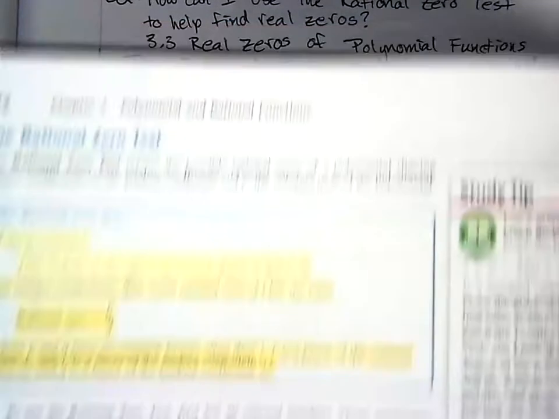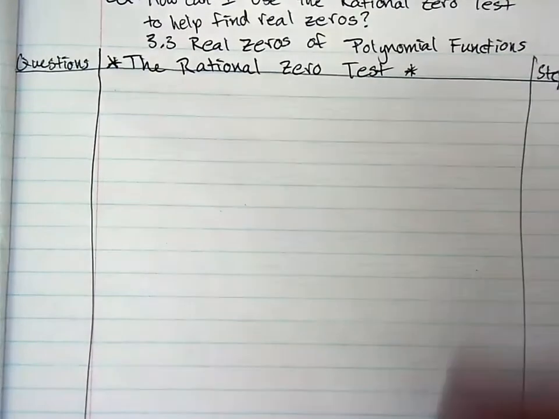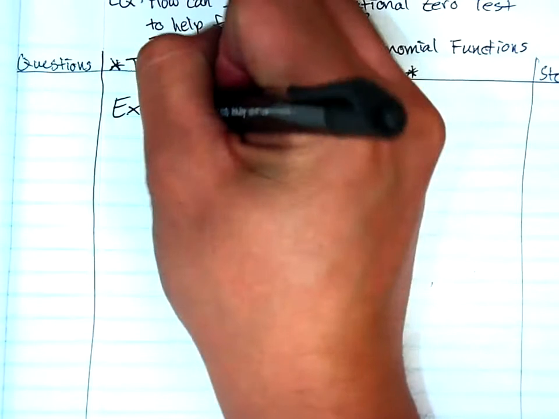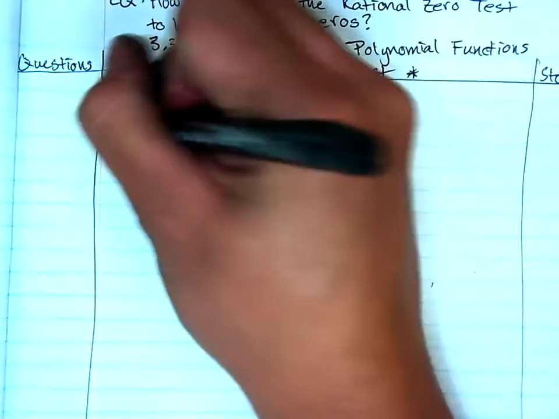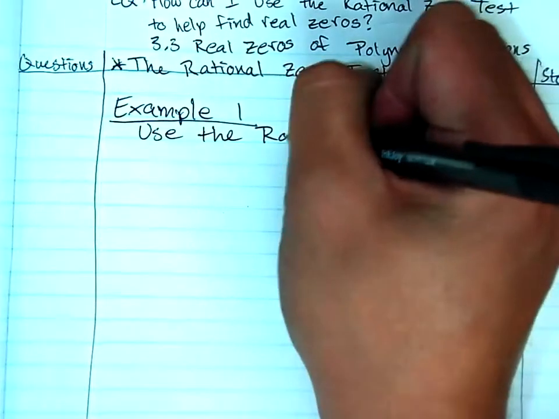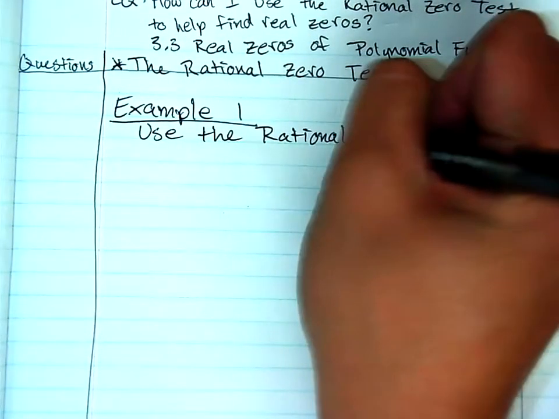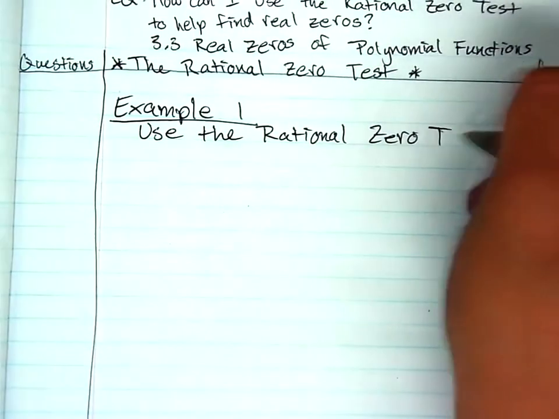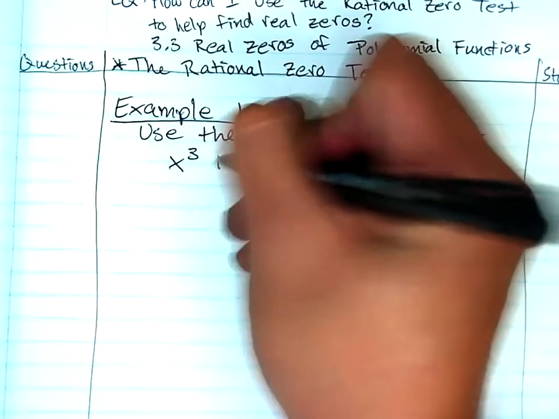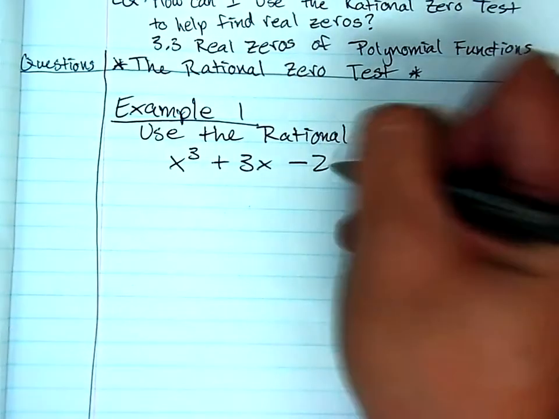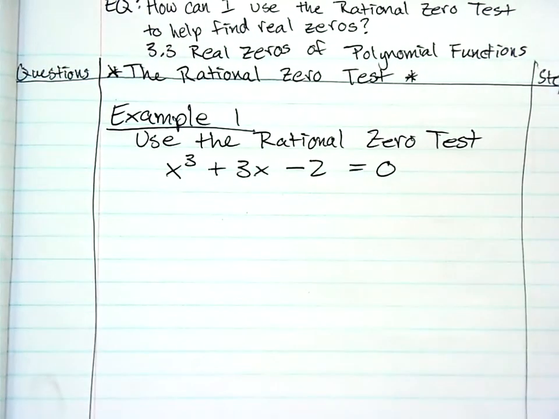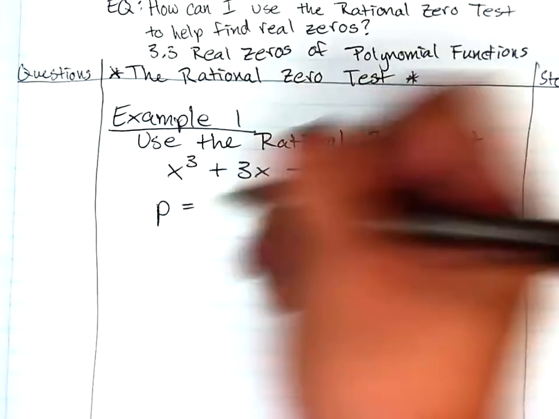And now let's start with example 1. In example 1, all I want us to do is use the rational zero test. So example 1, use the rational zero test. And we're going to use it with the following polynomial: x cubed plus 3x minus 2 equals 0. And here's how you determine everything.